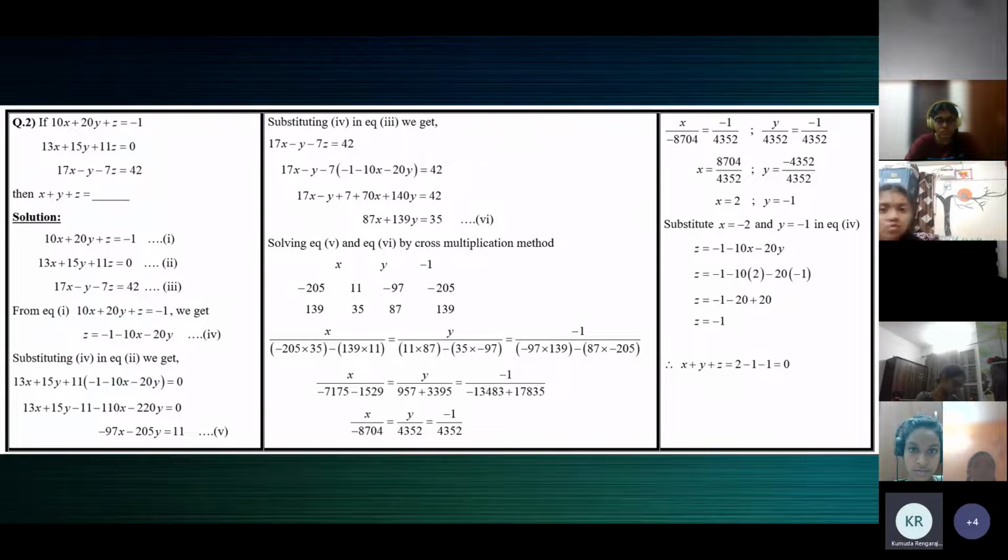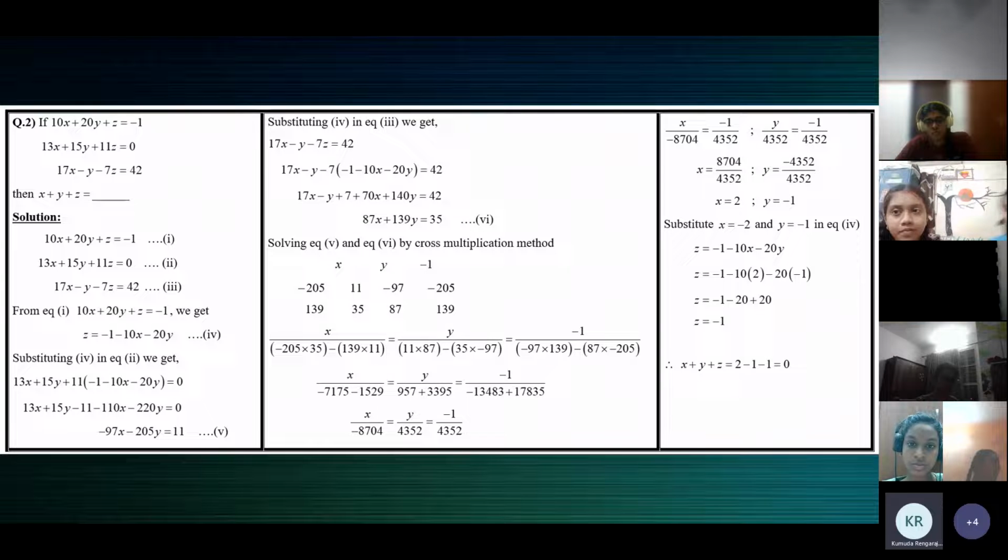So let me just recall the idea for you. The idea is we have 3 equations and 3 variables x, y, z. What I have done here is, I have taken up the first equation. I have written z in terms of x and y. You can take any one of the 3 equations.